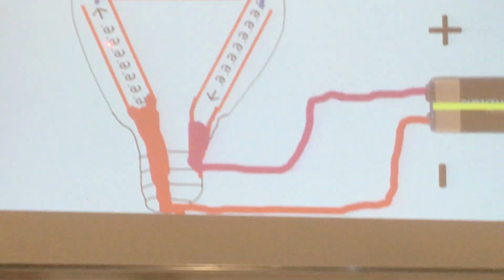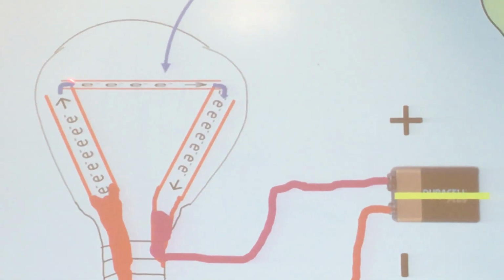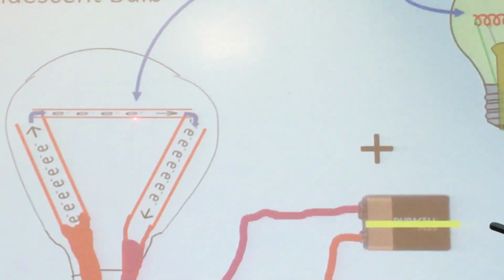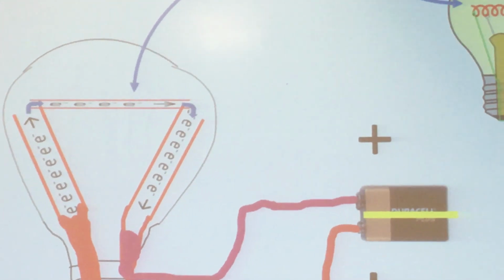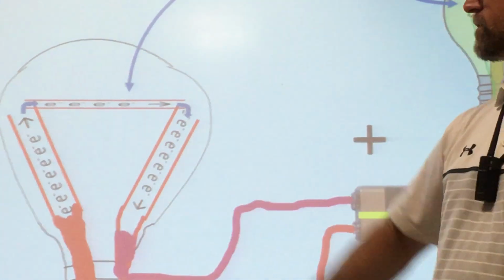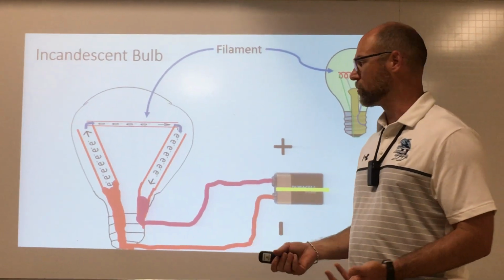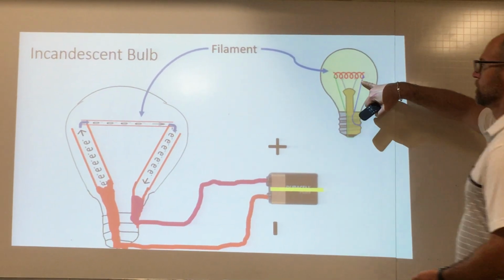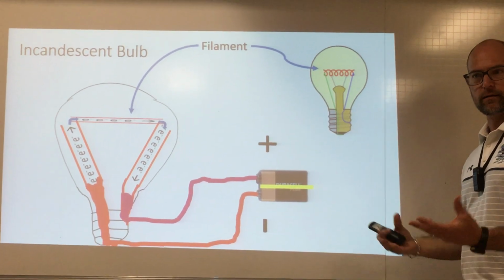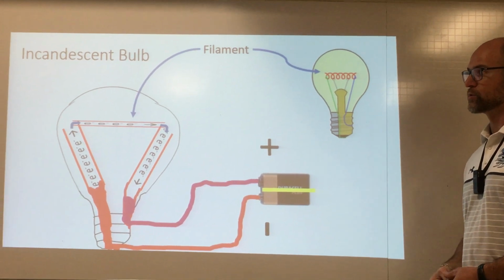Flowing, flowing, flowing. And then when they reach here, this is called the filament. When they reach the filament, this is a section of wire that is going to offer a higher resistance. And so when electrons pass through this portion of the light bulb, it's going to glow red hot. And that's what we see when we turn a light bulb on. When current passes through the filament, it glows red hot, and that emits light from that heat, and essentially that's what lights up the room.